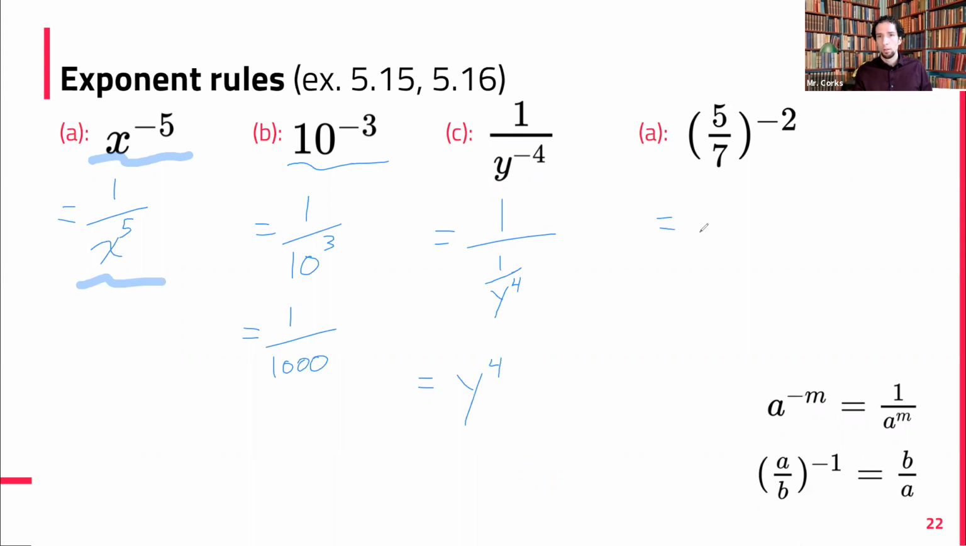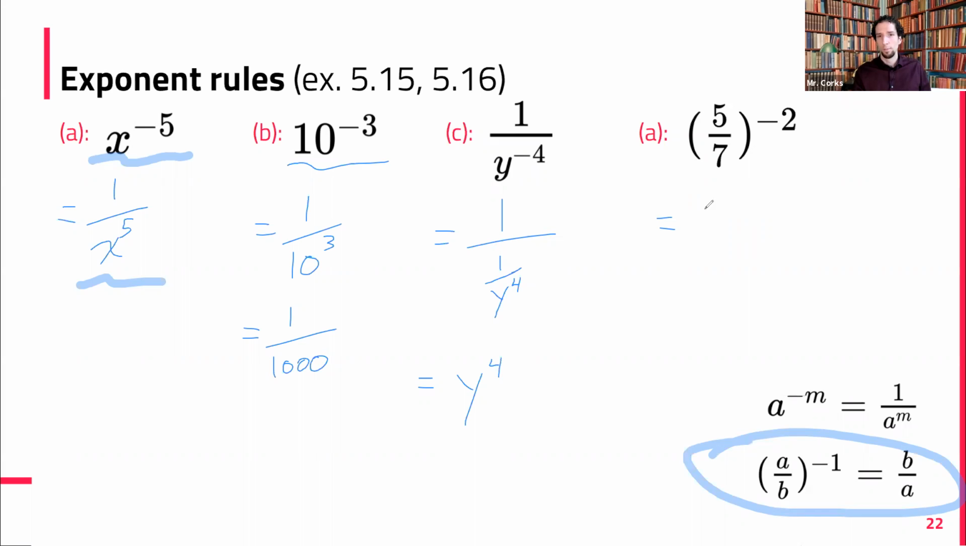Last one. We'll do multiple steps. Give me just the first step first. 1 over 5 over 7 squared. Okay, one more step from that, using the rule that we have down here.